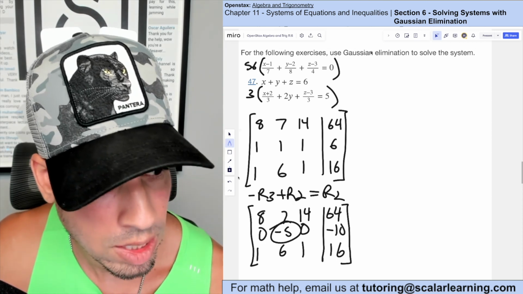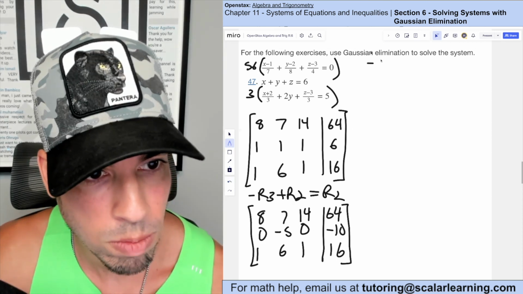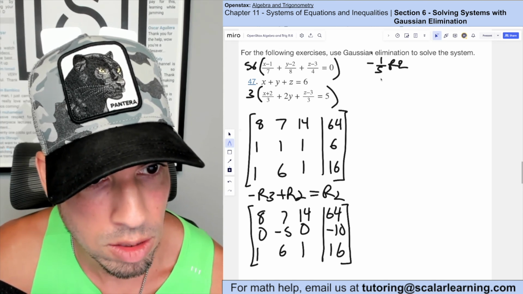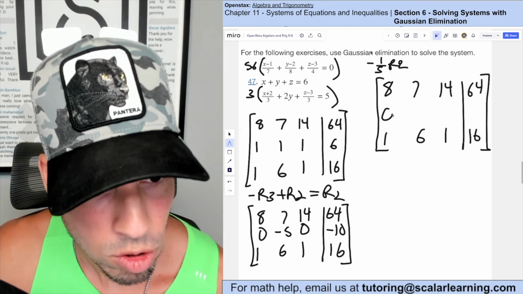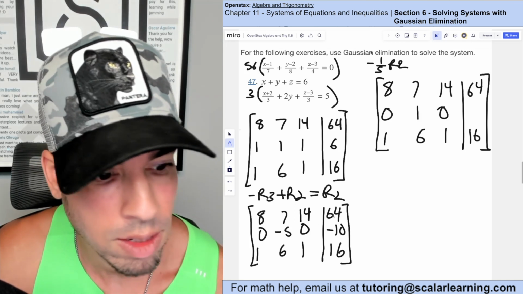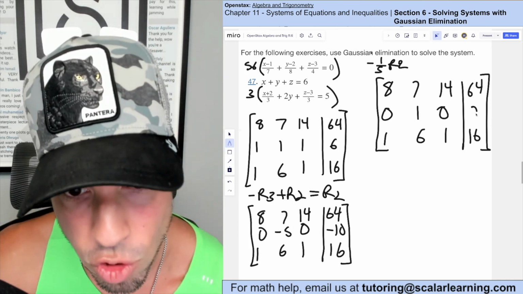All right, next we can easily flip that to a 1 by multiplying negative 1/5 times row 2. And let's do that now. So we got that times 0 is 0. That times negative 5 is 1. Times 0 is 0. And times negative 10, that's a nice 2, nice whole number.